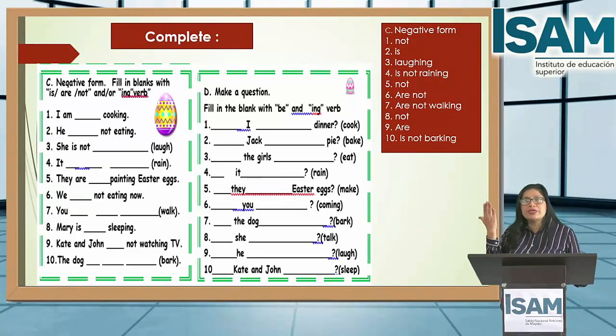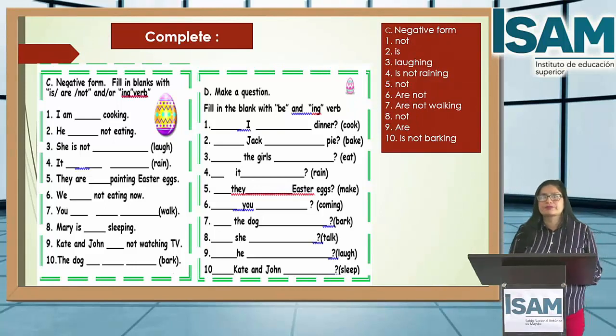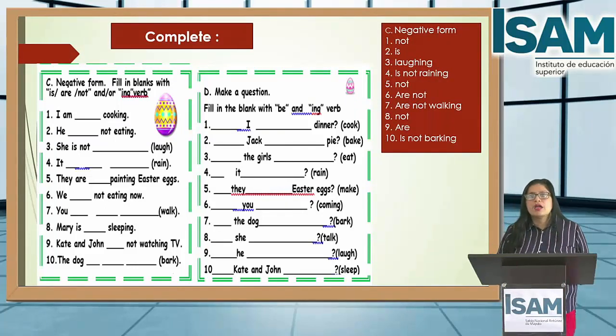Fill in the blank with be and ing verb. Question, remember, you don't use here do, does, no. This is present continuous. In present continuous, you have to use what? Change the position, the verb to be goes first. Remember, el verbo to be, am, is, are, y depende del subject, depende del sujeto, ¿verdad? O depende del pronombre. In this case, you have number 1. You use am or is or are. Tell me, student, am, is or are.